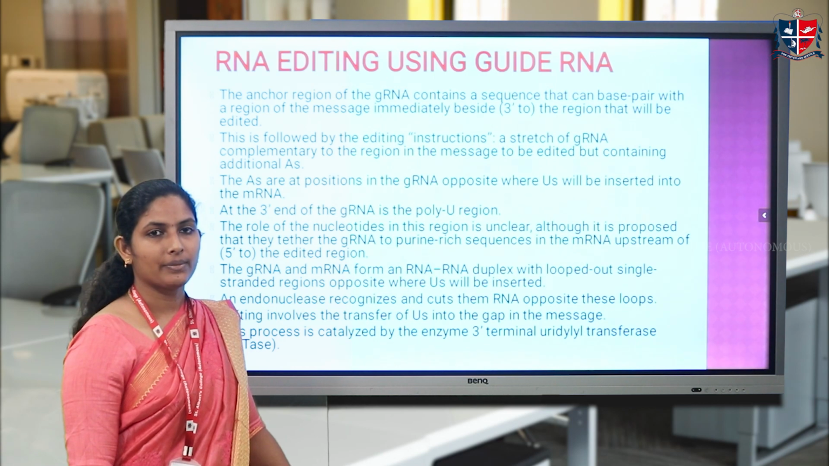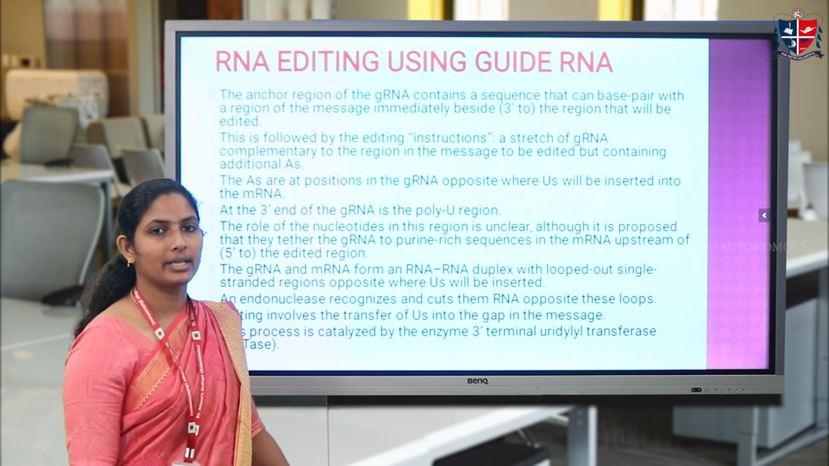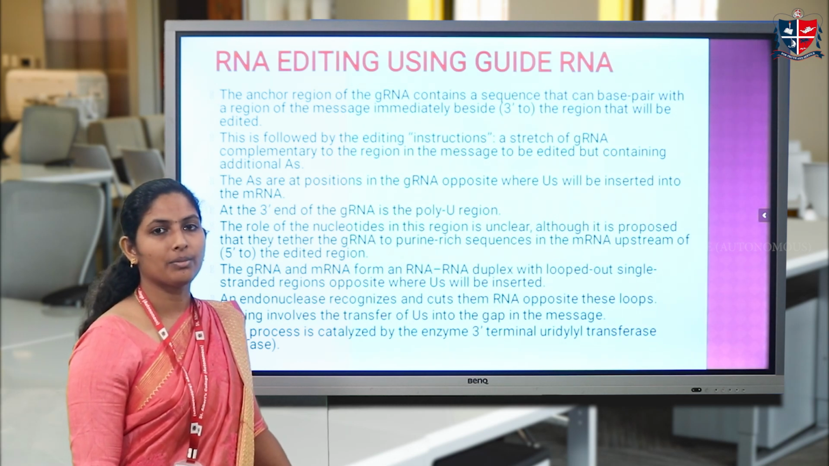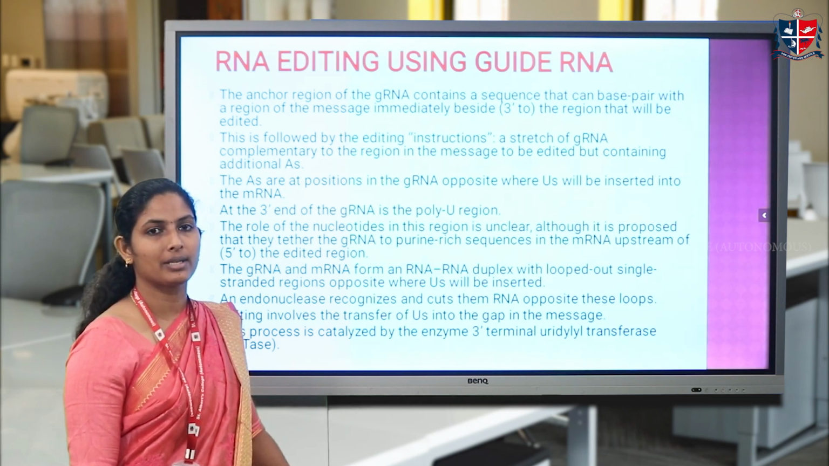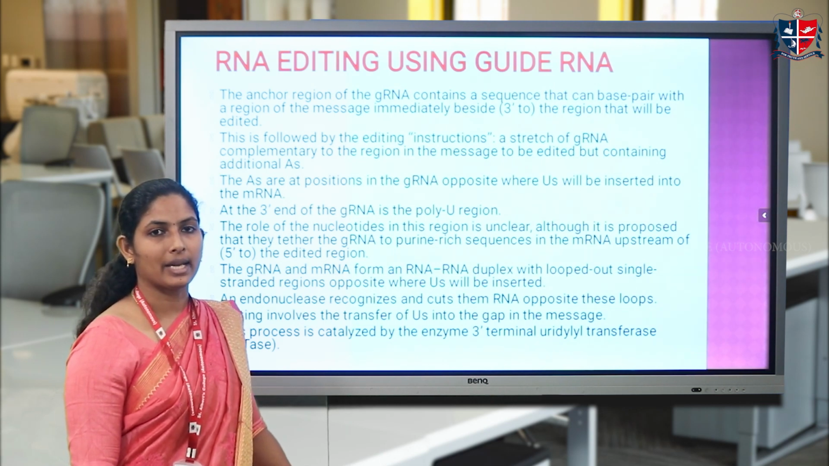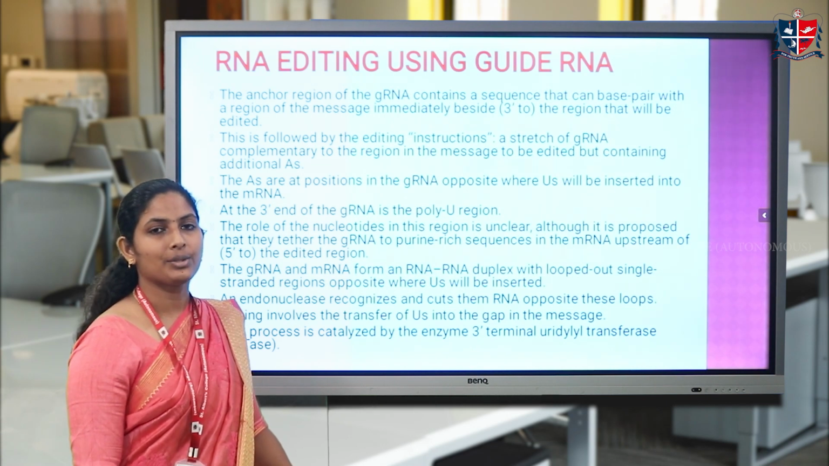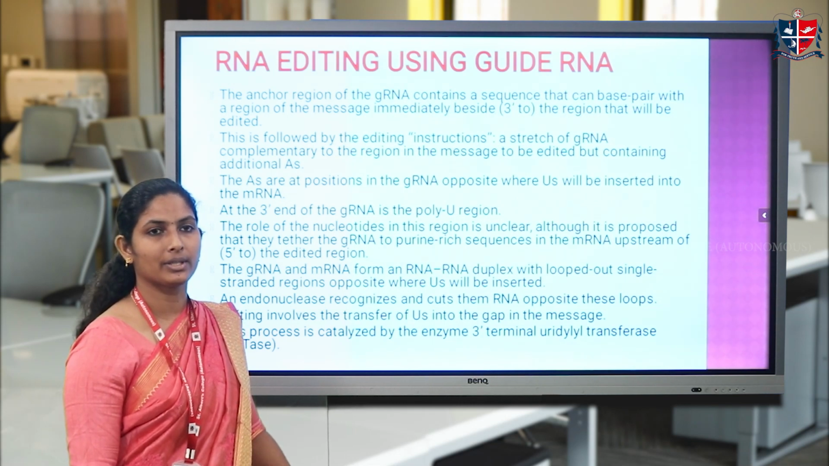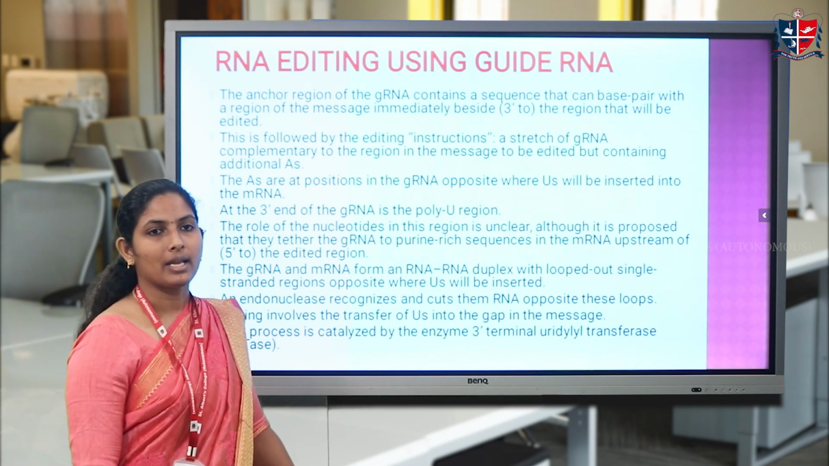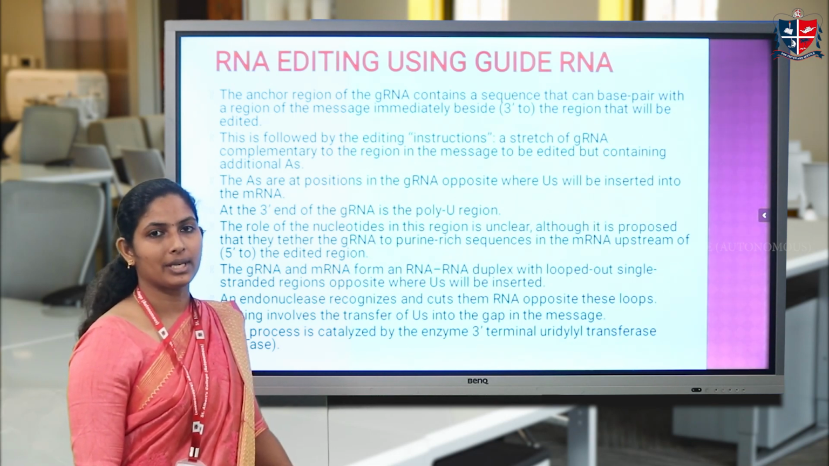Normally, not like a linear sequence, but a loop out can be seen in this guide RNA, and they form an RNA duplex in which the targeted RNA and guide RNA are present. In this guide RNA, wherever there are no bases complementary to the adenine residues, those adenine residues will loop out. Recognizing this looped out position, certain endonucleases will come and cut the targeted RNA at positions where this looping out is taking place, opposite to these adenine residues.